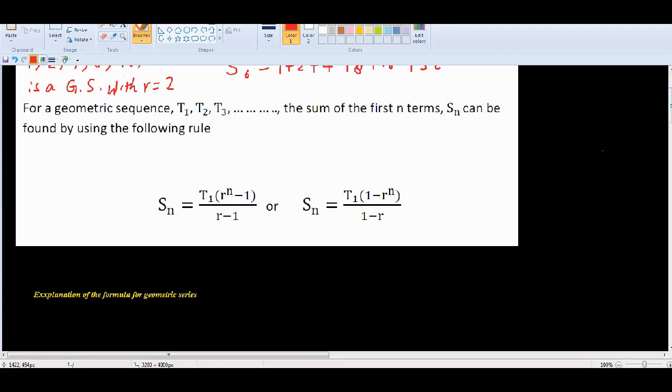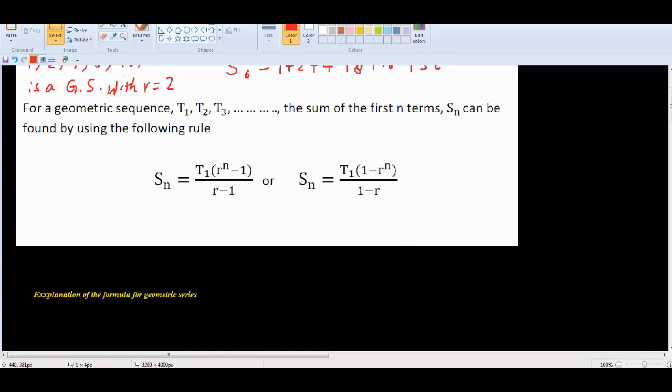Okay, let's have a look. So here we have two formulas for geometric series. Actually, they are the same. For the first one, you see that T1 is the first term times the bracket R to the power n minus 1. R is our common ratio, n is the number of terms in the series, divided by R minus 1.